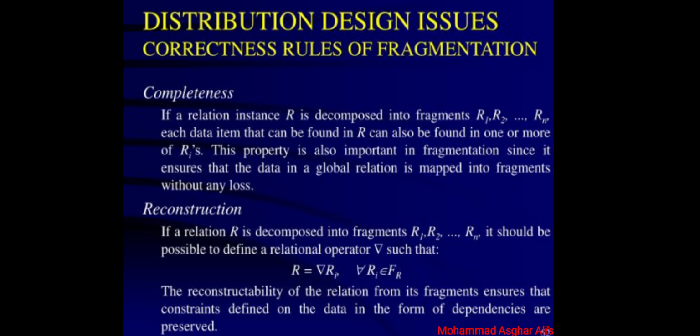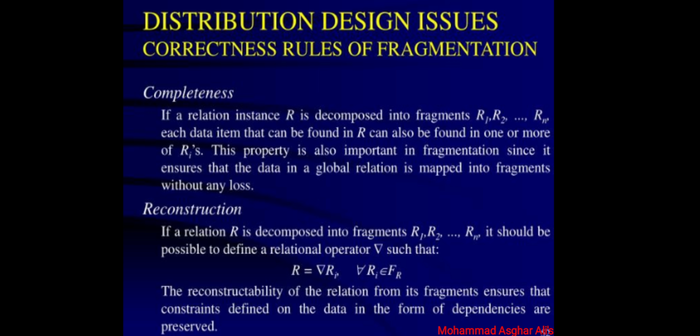So, correctness rules of fragmentation. We will enforce the following three rules during fragmentation, which together ensure that the database does not undergo semantic change during fragmentation. Number one, completeness. If a relation instance R is decomposed into fragments R1, R2, ..., Rn, each data item that can be found in R can also be found in one or more Ri's.